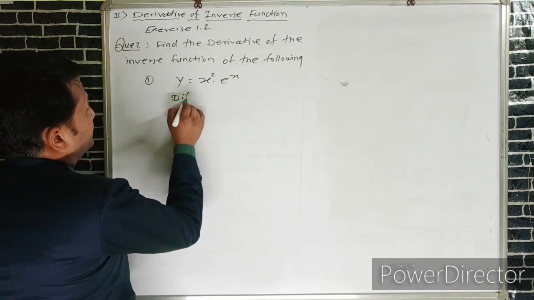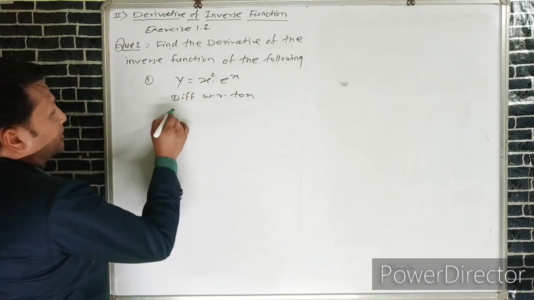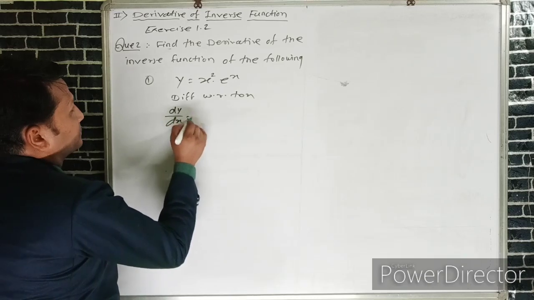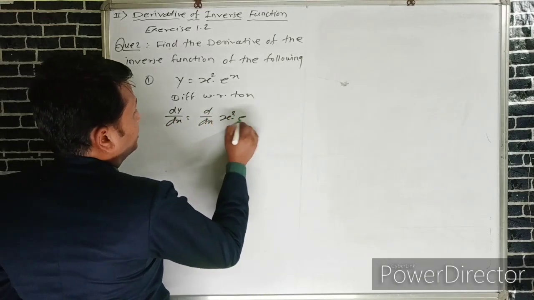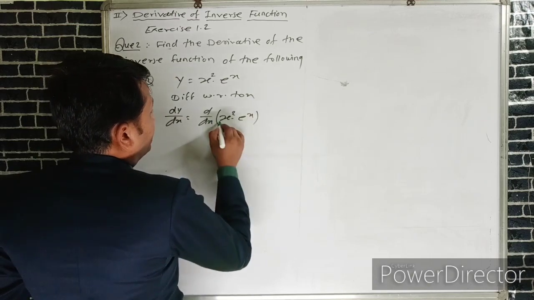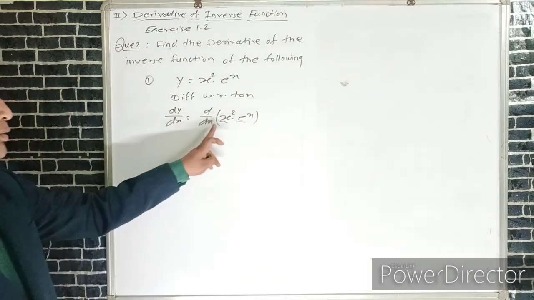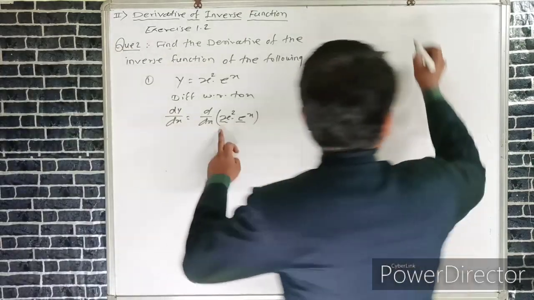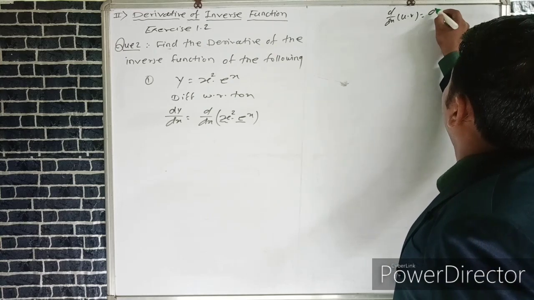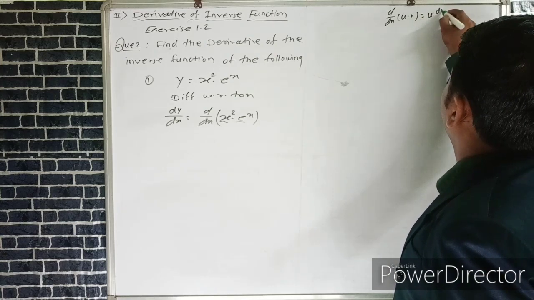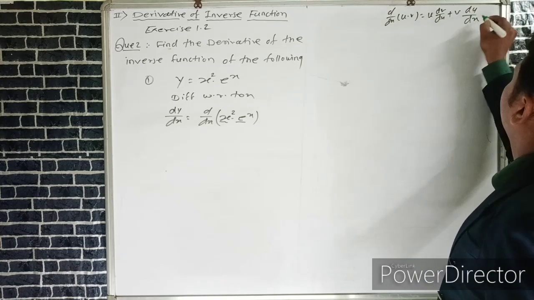Number one, y equals x square into e to the power x. If we differentiate the given function with respect to x, then the derivative of y is dy by dx. We can find the derivative of x square into e to the power x. These two functions are in the form of u into v, and we know that the derivative of u into v is u into dv by dx plus v into du by dx.